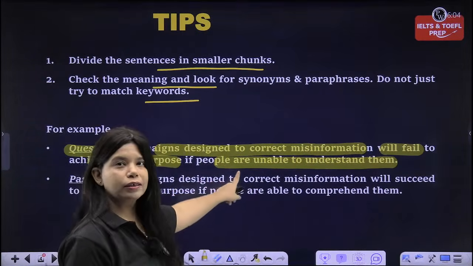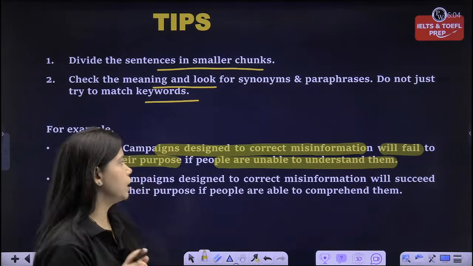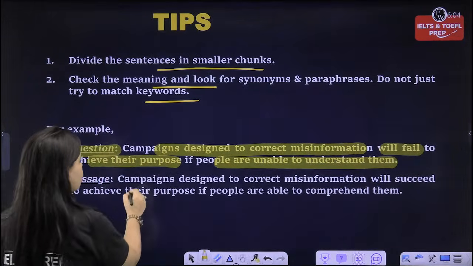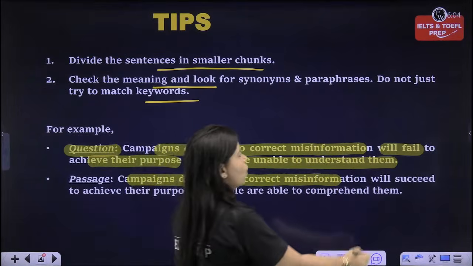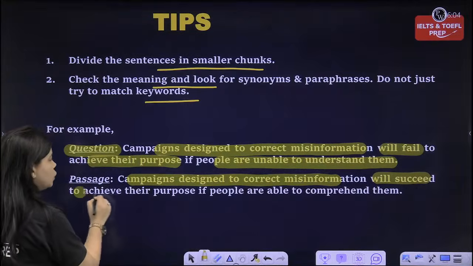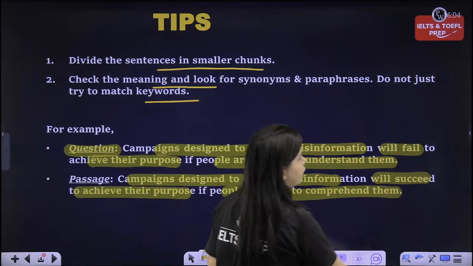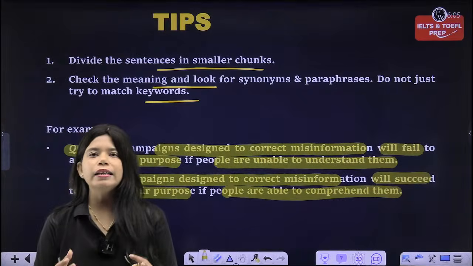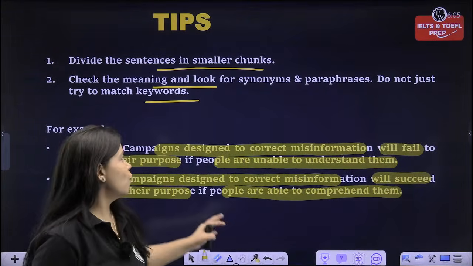So this is your question and this is the information given in the passage. Let's read the information also. So here the information says, campaigns designed to correct misinformation will succeed. Succeed in what? To achieve their purpose if people are able to comprehend them. Now quickly tell me your answer in the comment section. So what do you think?